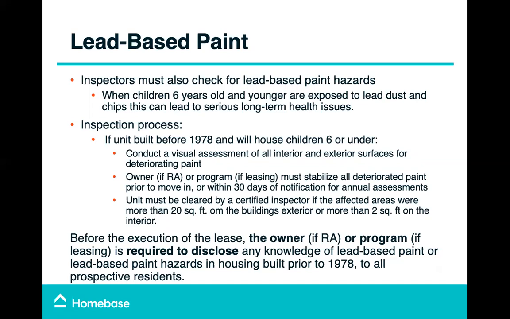You need to conduct a visual assessment of all interior and exterior surfaces for deteriorating paint. And when I say deteriorating, I mean peeling, chipping, flaking. Interior surfaces include common areas outside the unit. The owner, if it's rental assistance, or the program, if it's leasing, must stabilize all deteriorated paint prior to move-in or within 30 days of notification if it's uncovered during an annual assessment.